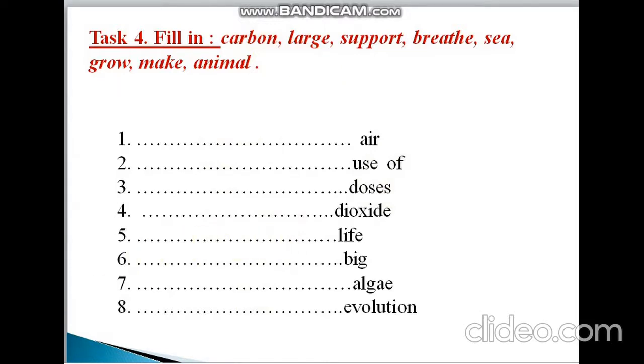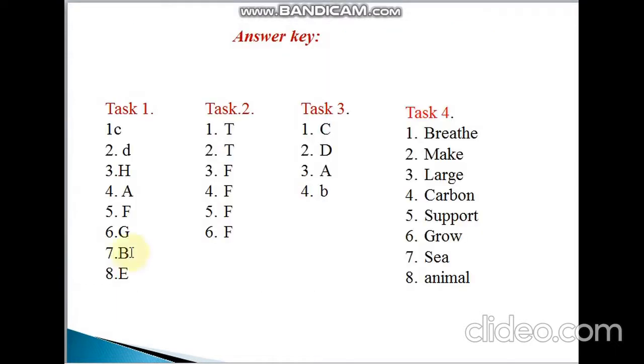So, now you will check your answers. First task, there is an answer. Second, false, true, and false.